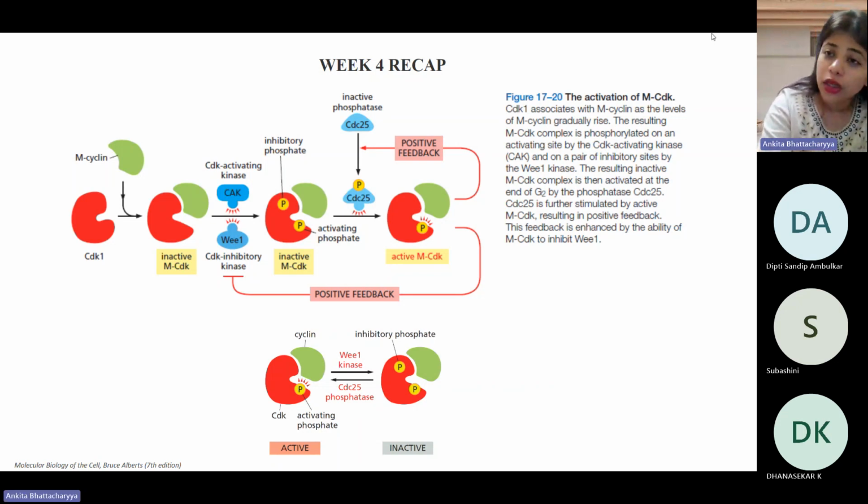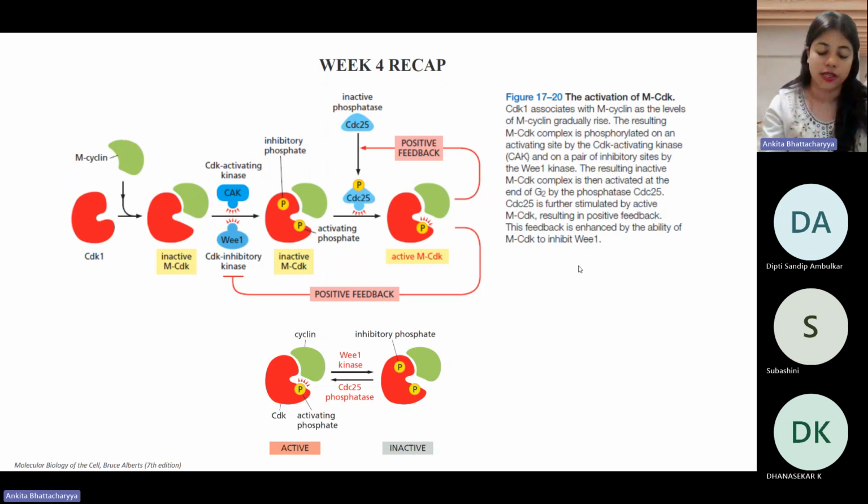So if you look here, the WEE1 kinase in particular is working in an inhibitory manner, initiating two inhibitory phosphates or one inhibitory phosphate, whereas the activating phosphate is being brought about by CDK activating kinase. Now, because of the presence of these inhibitory phosphates, the MCDK enters into an inactive state, which gets activated at the end of the G2 phase.